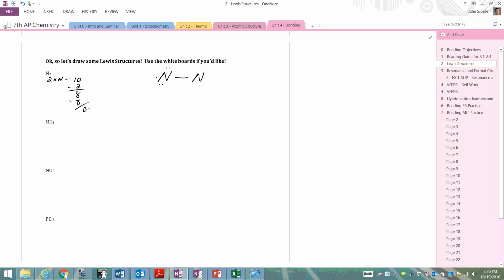Nitrogen on the left is good. 2, 4, 6, 8. Nitrogen on the right, though, we only have 4 electrons there. So we're out of electrons to add. What do we need to start doing? We're going to start sharing more, right? We got to rob Peter to pay Paul.